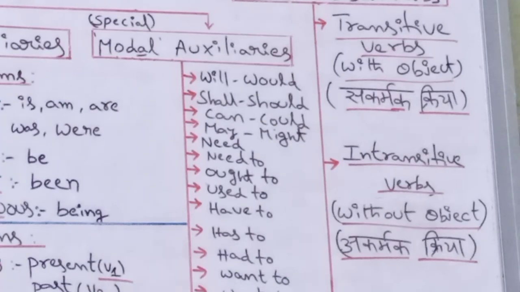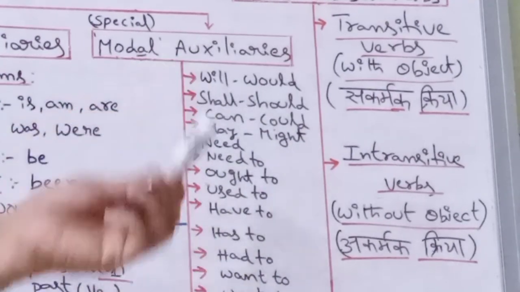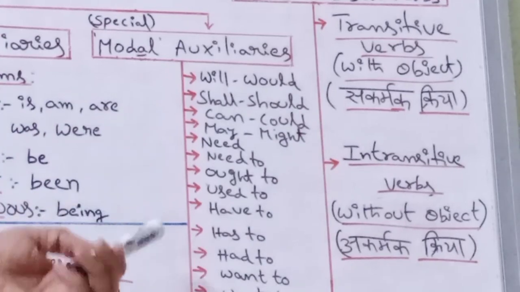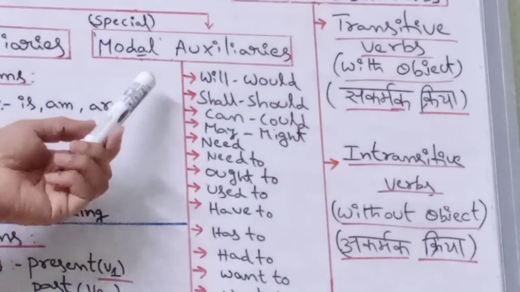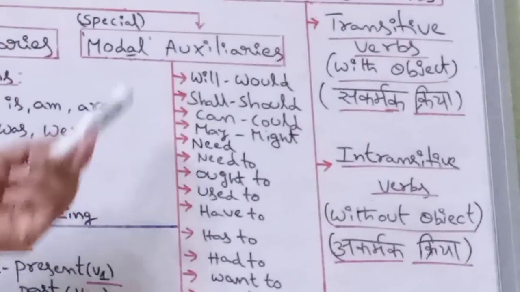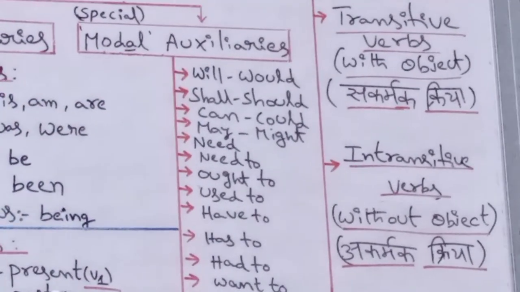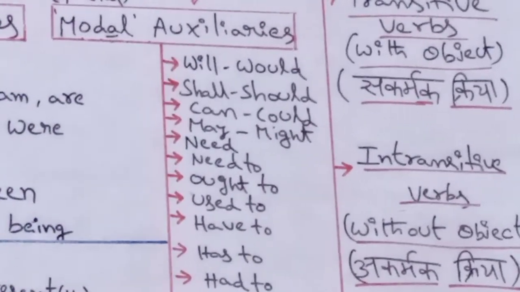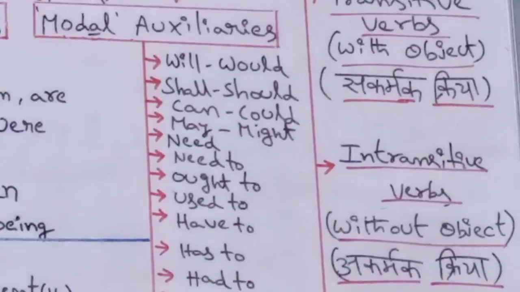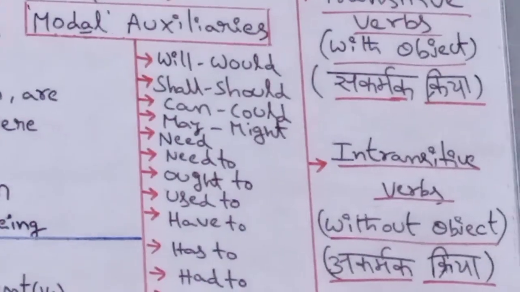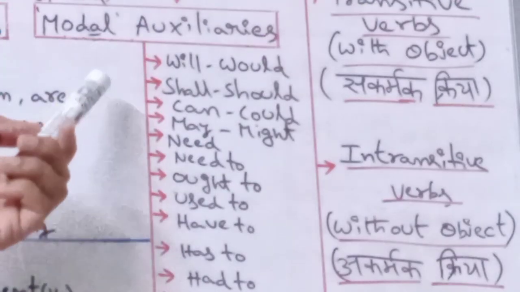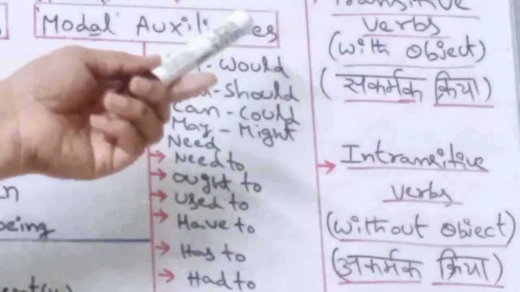These are somewhat special auxiliary verbs, and the list of modal auxiliary verbs is like this. Have a look at the board. We'll just list them out, and where to use, when to use, why to use, how to use. It's a big chapter, a separate chapter. There are so many parts in which we can learn all these one by one slowly. So here the list of modal auxiliary verbs is like this.